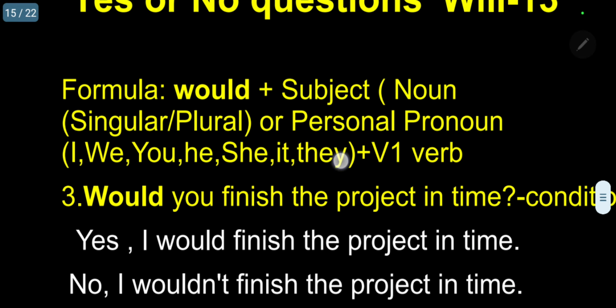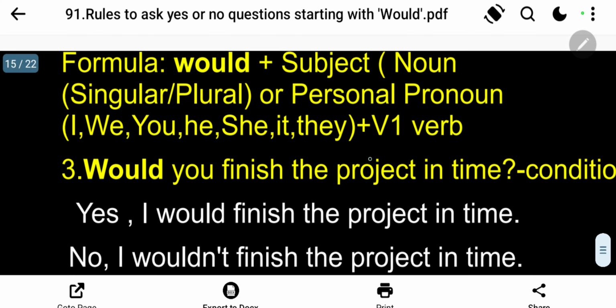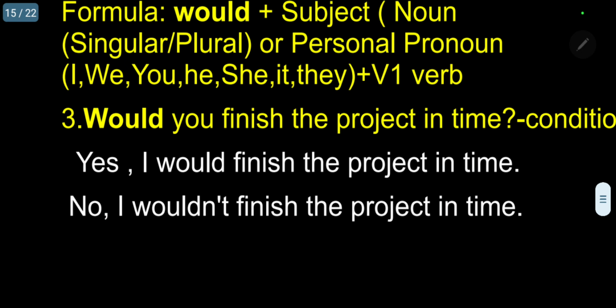The next one. Kindly follow. This is for condition. I am in the form of condition also, I can apply would. Again, future. Would you finish the project in time?